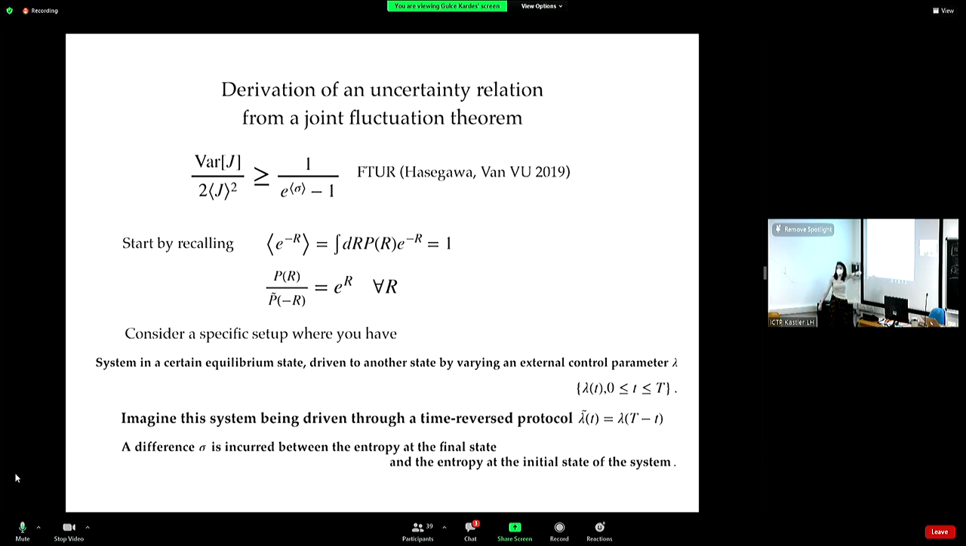So going back to Francesco, in this lecture we're always going back to Francesco's question, okay? We need to be super, super aware of the assumptions that we are making. And here, one assumption is that your initial state is equilibrium. You're driven to another state by varying an external control parameter. For example, Carlos yesterday asked what can be this external control parameter? External force, applied magnetic field, okay? So you're using this external control parameter, lambda.